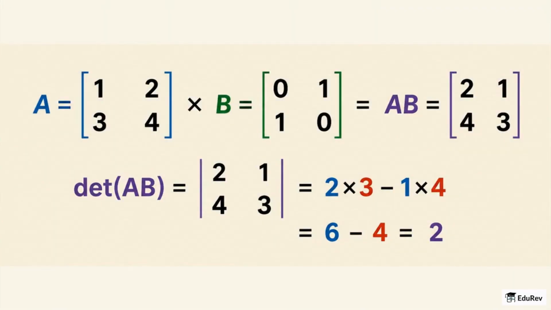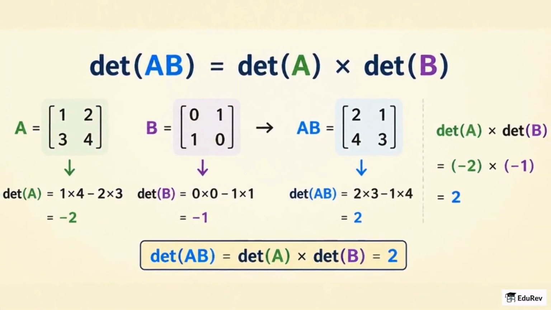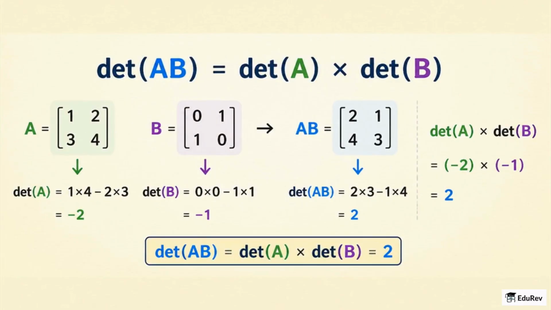Multiply A and B to get AB equals 2, 1 in the first row and 4, 3 in the second row. Its determinant equals 2 times 3 minus 1 times 4 equals 6 minus 4 equals 2. Now, determinant of A times determinant of B equals minus 2 times minus 1 equals 2, which matches determinant of AB and confirms the rule.